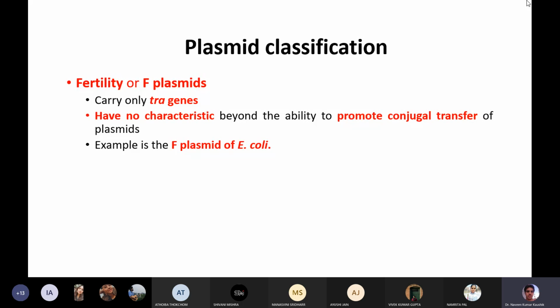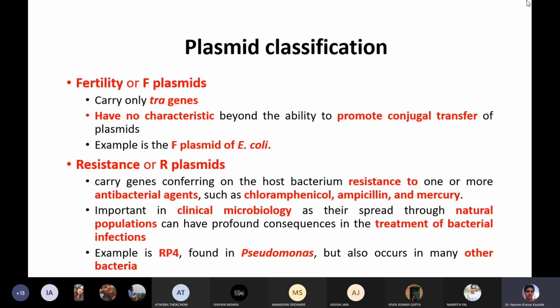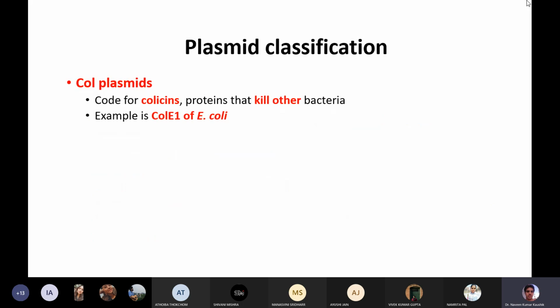An example is the F plasmid of E. coli. And the R plasmid contains resistance genes for antibiotics such as chloramphenicol, ampicillin, and mercury. RP4 is a simple example that contains three resistance genes. And the Col plasmids have colicin, which has the ability to kill other bacteria. Colicin is a bacteriocin in nature. If a cell secretes colicin, it won't allow other bacteria to grow in its proximity. So you can see colicin is an antibiotic itself.